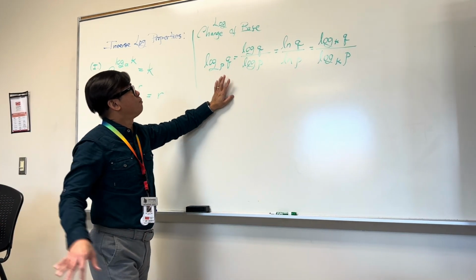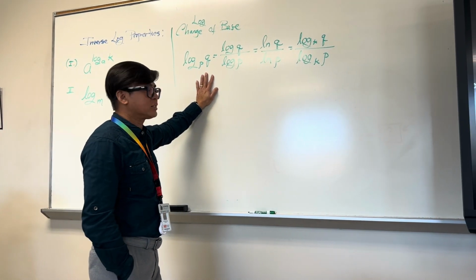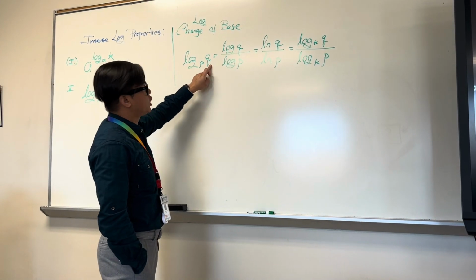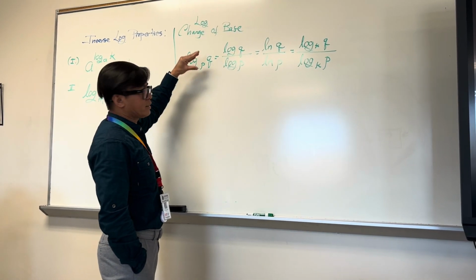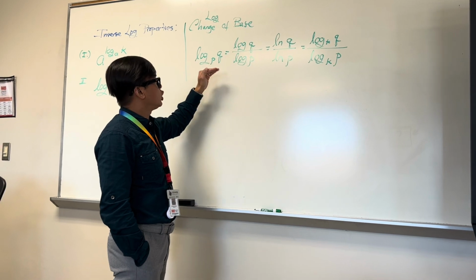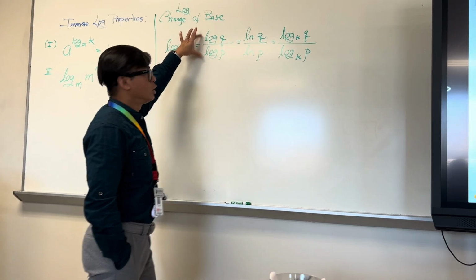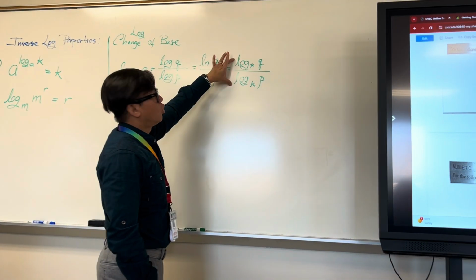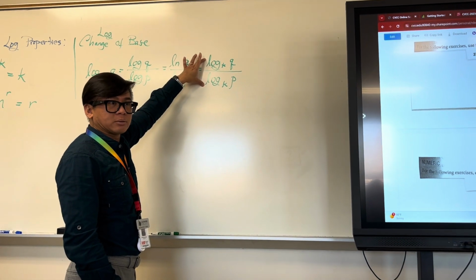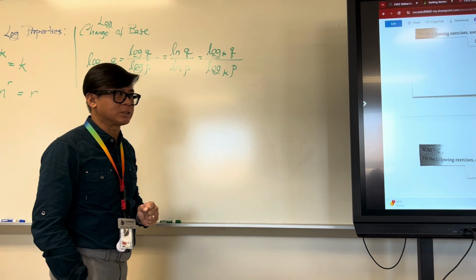Also, the change of base logarithm tells us that if we have log base p of q, then we can split the p and the q into two separate logs, whether that be common log, natural log, or log of any base. And how do we use that one? Okay.